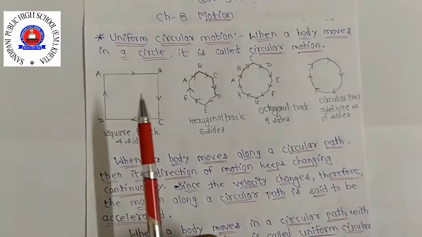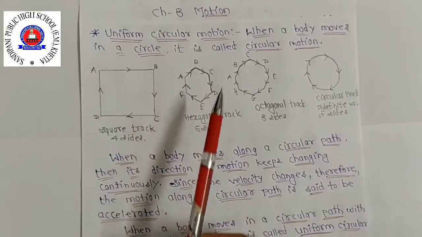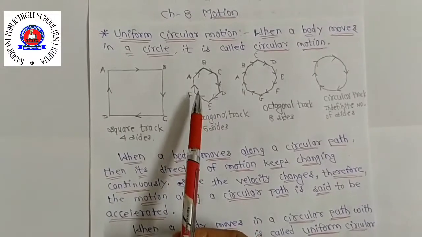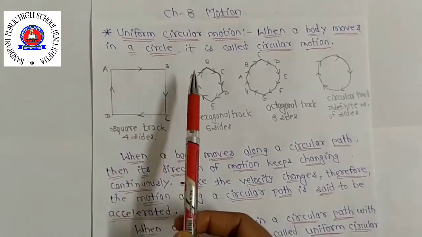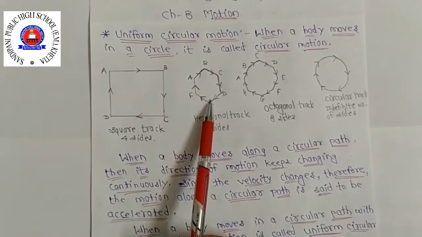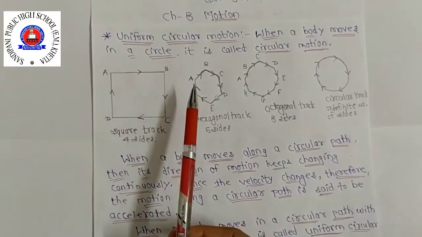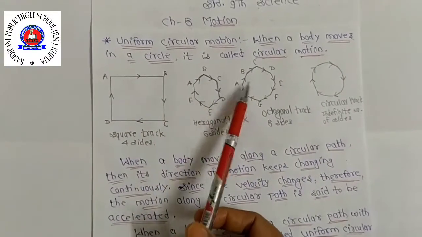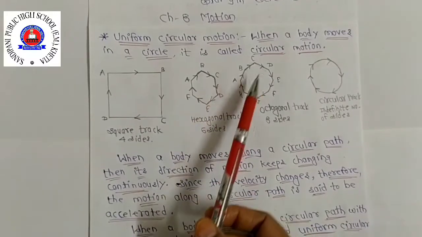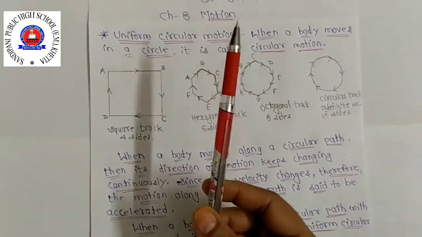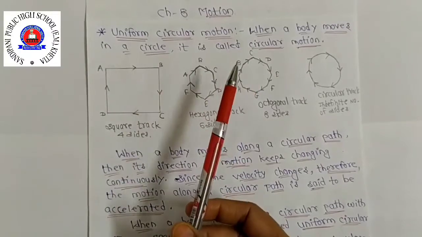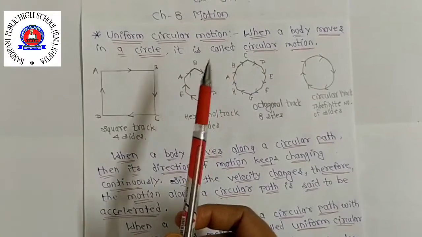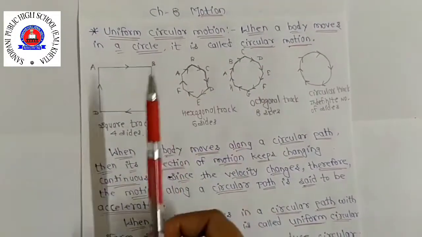Clear? Now suppose the athlete runs along a hexagonal track. Hexa means 6, so the track has 6 sides, 1, 2, 3, 4, 5, 6. The athlete has to change his direction of motion 6 times. Again suppose the athlete runs along an octagonal track. Octa means 8, so while running along the octagonal track having 8 sides, the athlete has to change his direction of motion 8 times. The number of times the side changes is the number of times the direction changes.